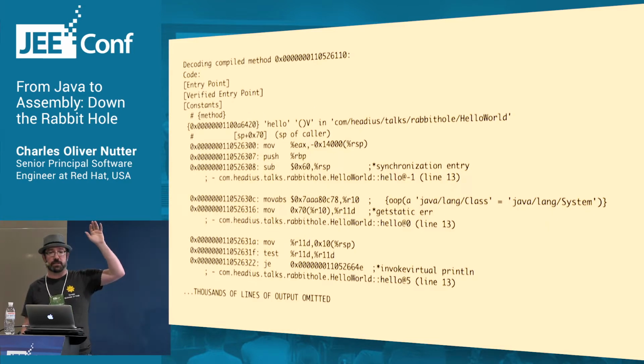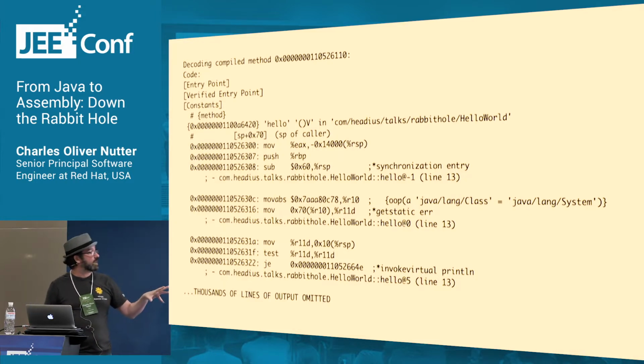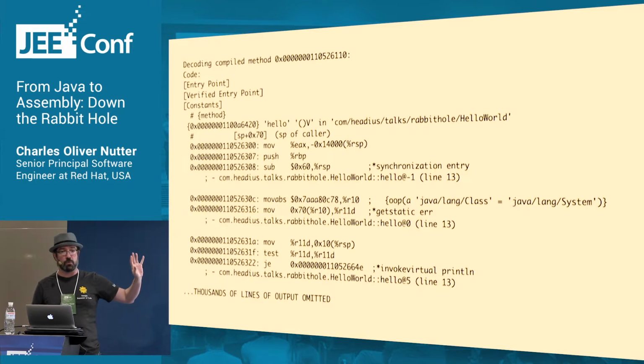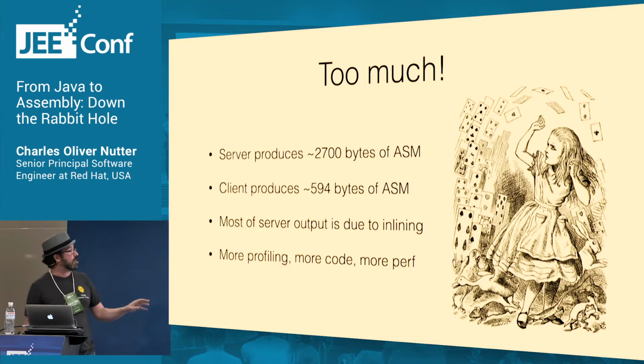How many people have done assembly at some point? All right, there's a few folks. Cool. So some of you will recognize this. There's a lot of noise here, obviously. And in this case, thousands and thousands of lines more assembly code as a result of this. Too much for us to look at right now.